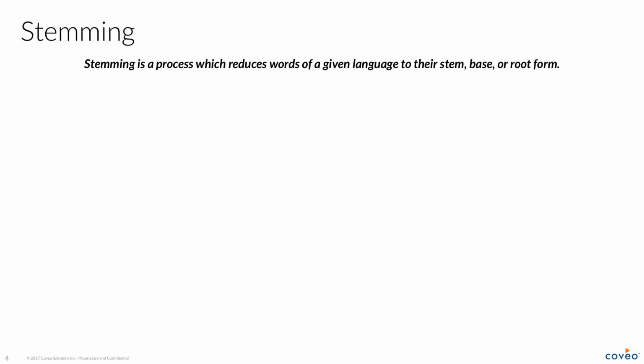Stemming is a process which reduces words of a given language to their stem, base, or root form. It's very important to remember that stemming is based on the language. Therefore, stemming an English word will not yield the same result as stemming the same word in French.